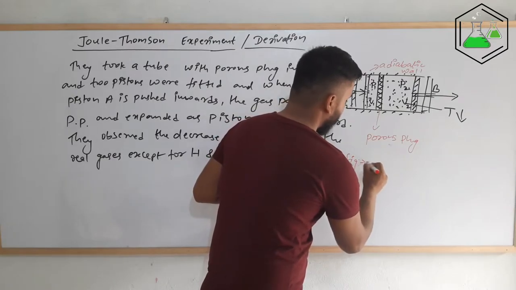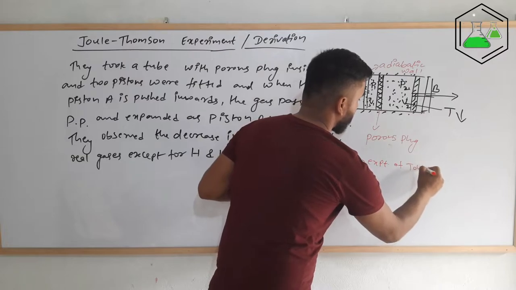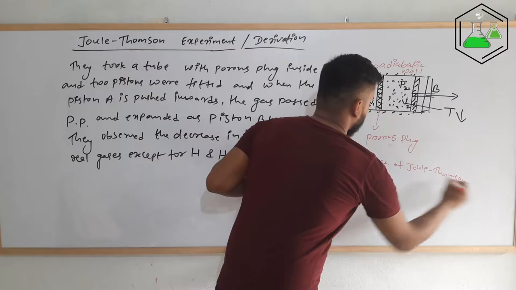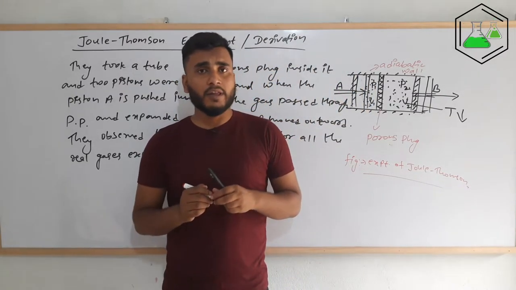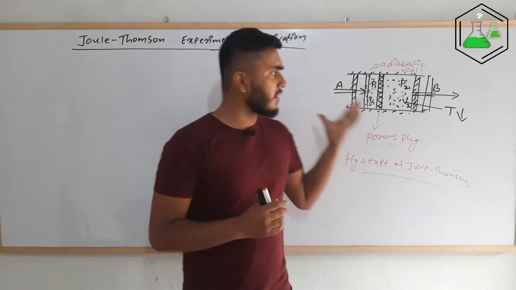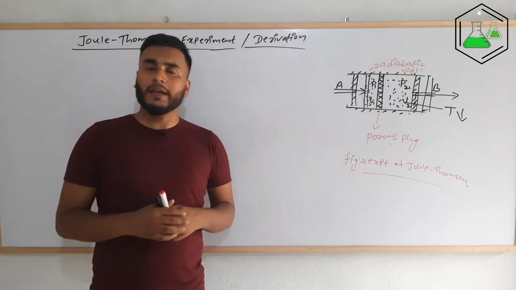This is the experiment of Joule and Thomson, or Joule-Thomson experiment. Now, by seeing this figure, we can derive the mathematical formulation of it. By seeing this figure, we can derive the mathematical formulation of Joule-Thomson experiment.